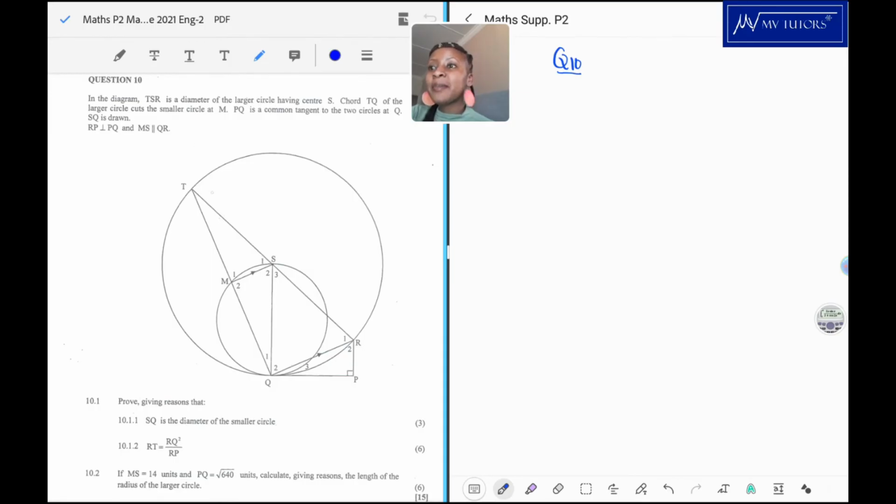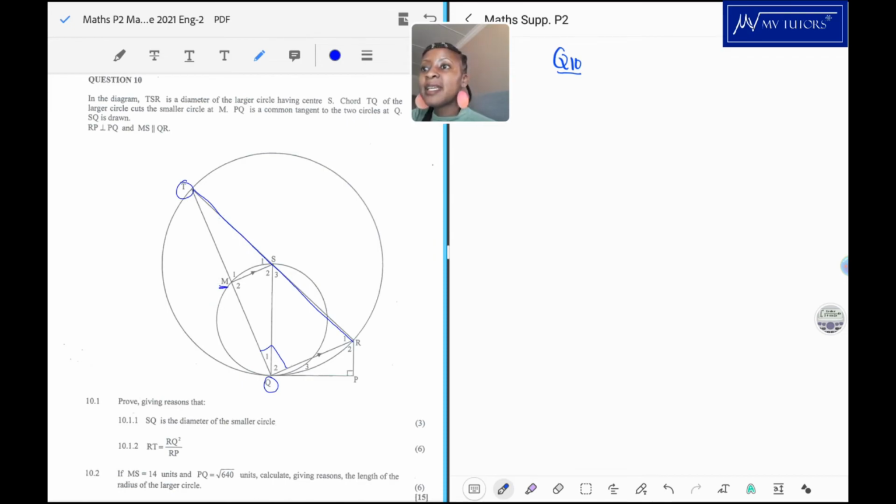Anyway, in the diagram, TSR is the diameter of the largest circle having center S. Because TR is a chord, I know that Q1 and Q2 are 90 degrees. We have center S, and also chord TQ. So I see Q, and there's T. Chord TQ of the larger circle cuts the smaller circle at M.